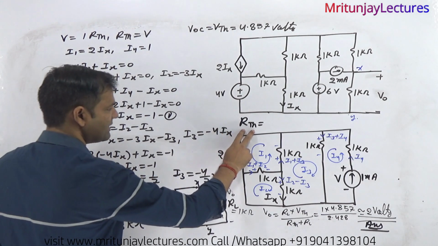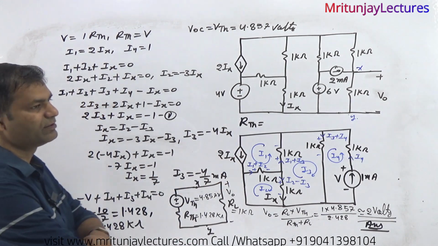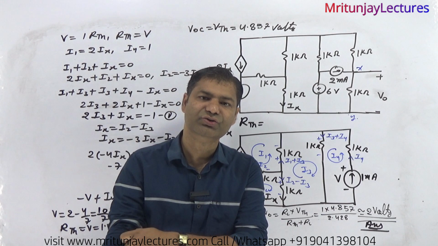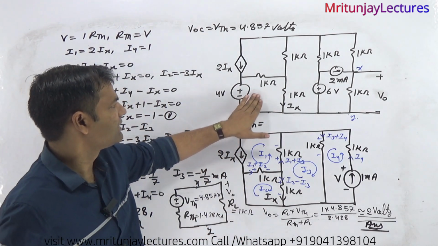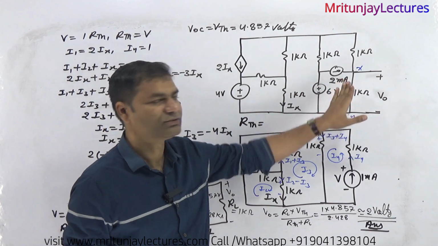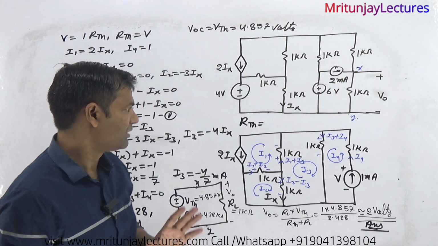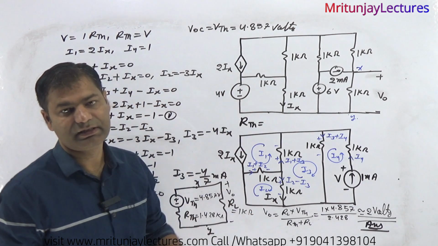Now the next target is to determine RTH. So how can we determine RTH? First of all, all independent sources are reduced to 0. All independent sources reduced means a voltage source becomes a short circuit, and a current source becomes an open circuit. Clear? Now the next target is that a dependent current source is available.